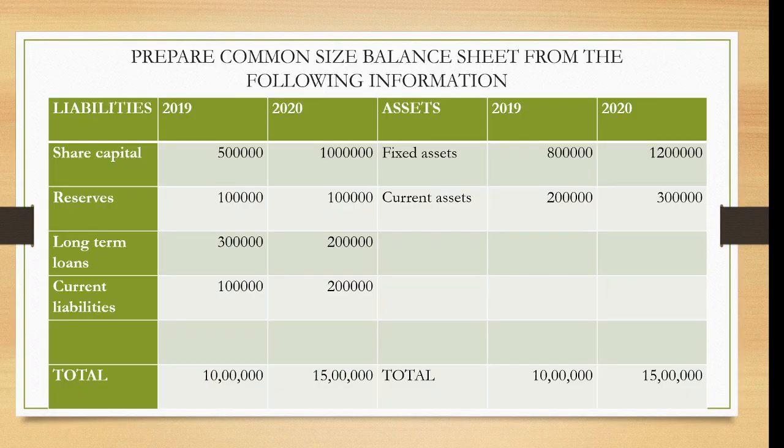Session 17 is about the common size balance sheet. So prepare a common size balance sheet from the following information. The information of 2 years is given, 2019 and 2020.